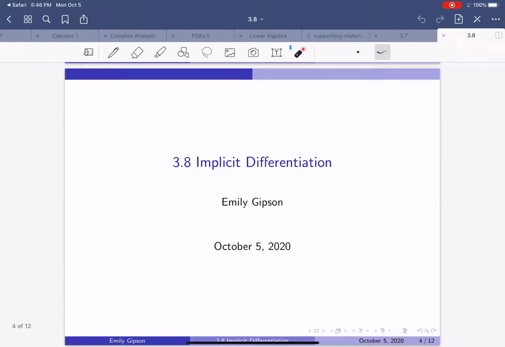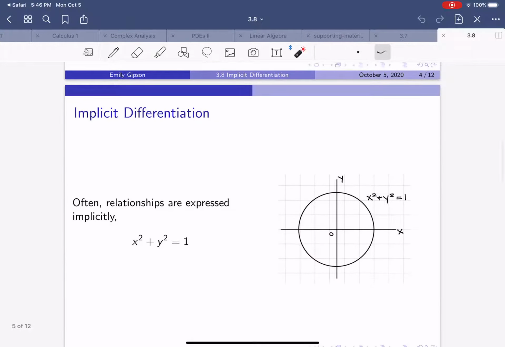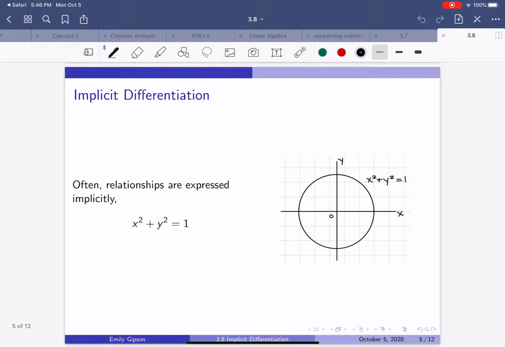So section 3.8 is on implicit differentiation, and oftentimes expressions aren't given to you clear and concisely. Sometimes we don't get things that are nice. So an example of an explicit relationship is y equals x squared. And that one's pretty easy to see why it's explicit. But often relationships are expressed implicitly, so think x squared plus y squared equals 1.